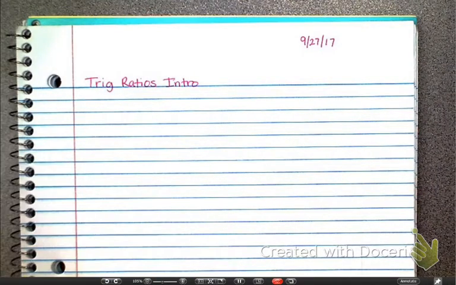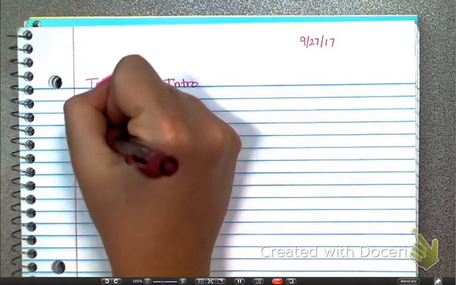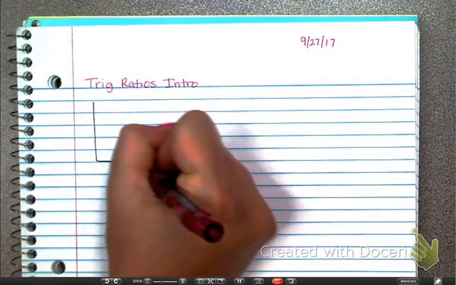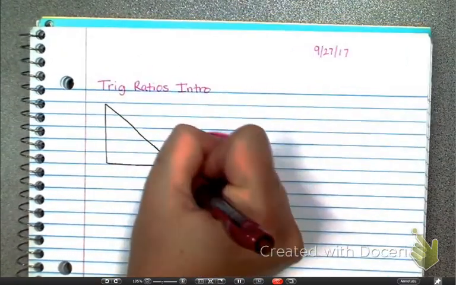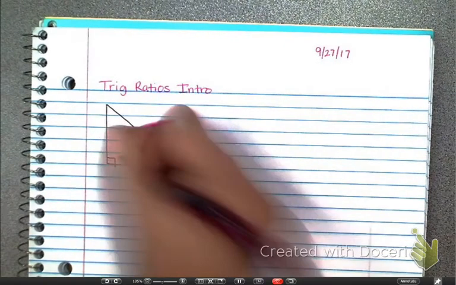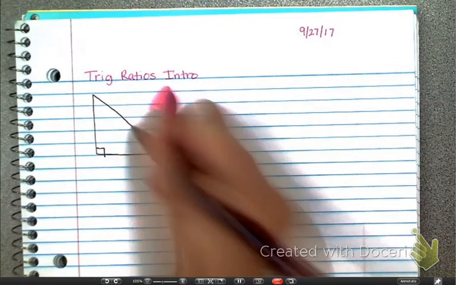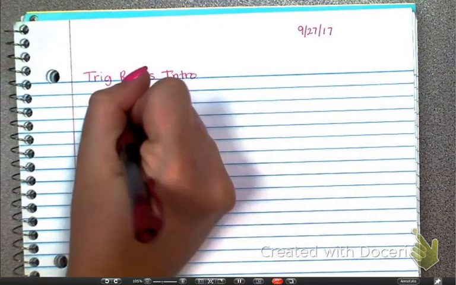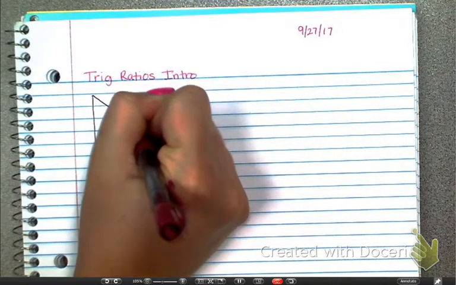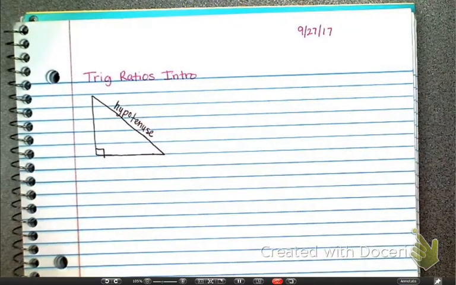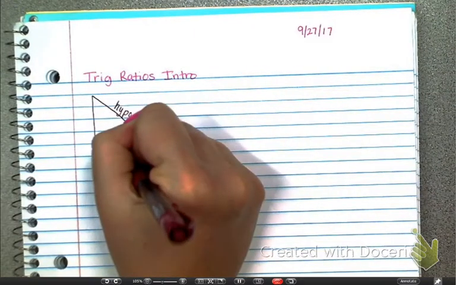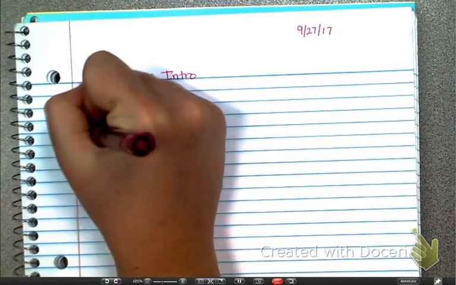What type of triangle were they talking about in that intro video? A right triangle. Okay, we only can use trig functions if we have a right triangle. Now from that right triangle, we should know the parts, like what the sides are. The side across from the 90-degree angle is your hypotenuse. And what are the other two sides called? Legs. Okay, we talked about this in the last unit as well.